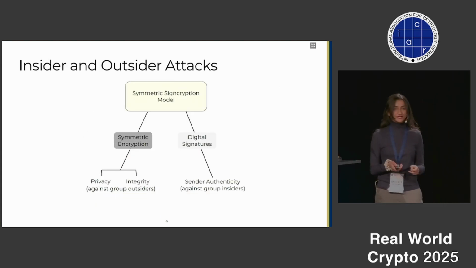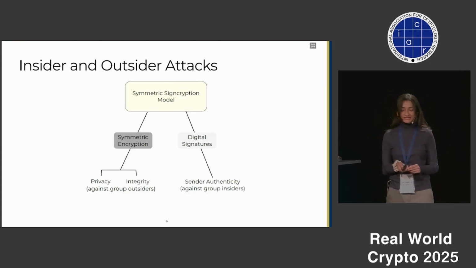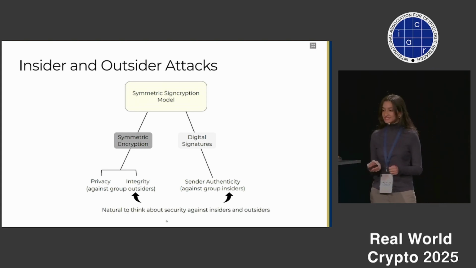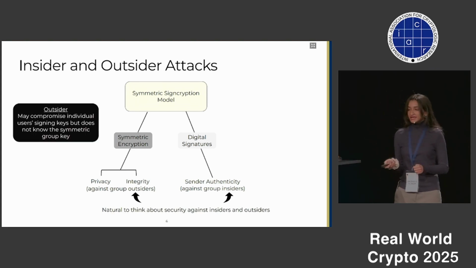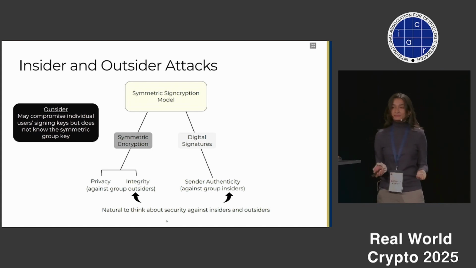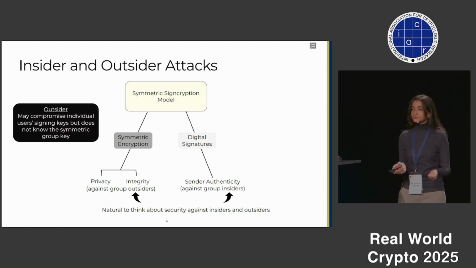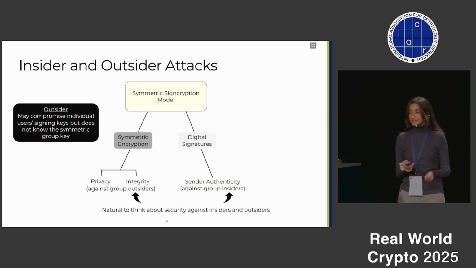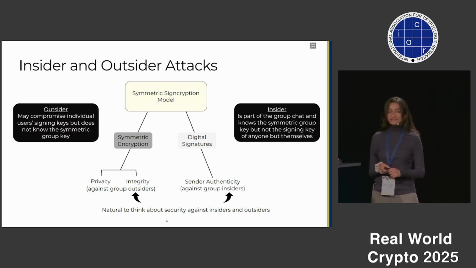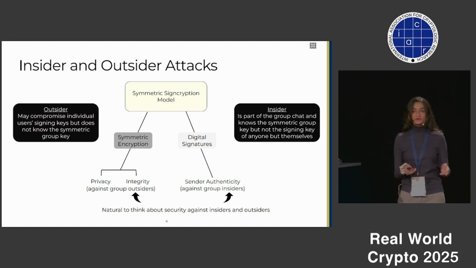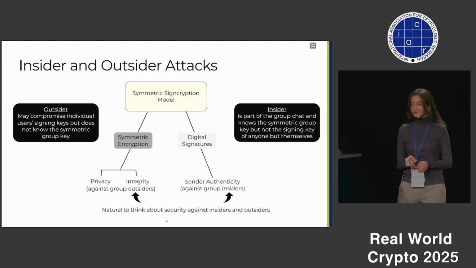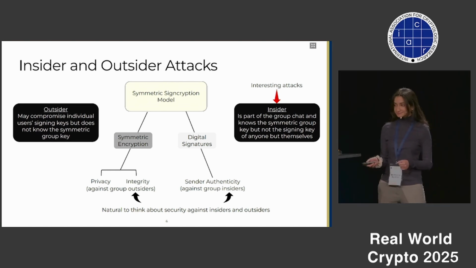When we were coming up with security notions for symmetric sign encryption, it made sense to think about security in terms of group insiders and group outsiders. An outsider is an attacker that uses the application and may compromise individual users' signing keys, but doesn't know the symmetric group key. On the other hand, an insider is part of the group itself and knows the symmetric group key, but does not know the signing keys of anyone but itself. And it's in this latter threat model that we found most of our interesting attacks.